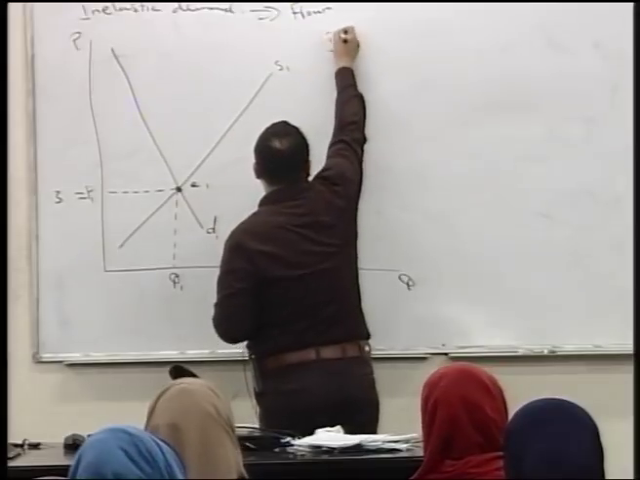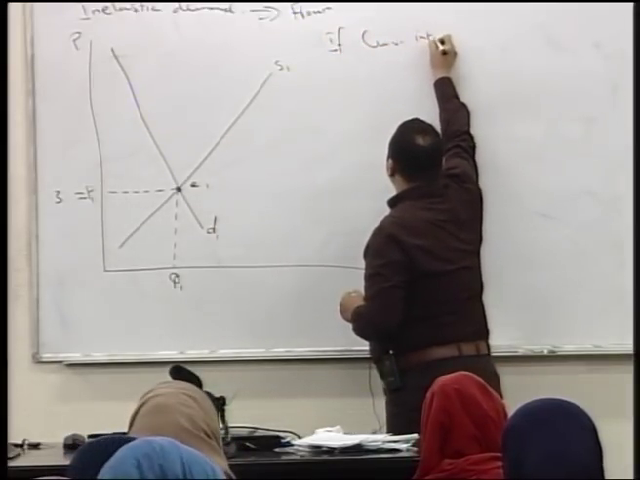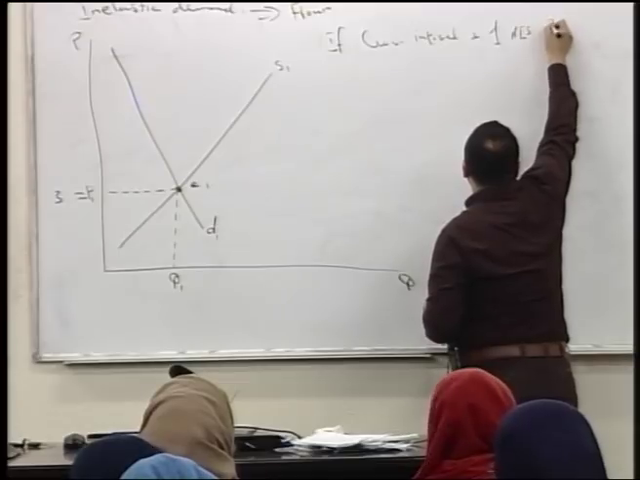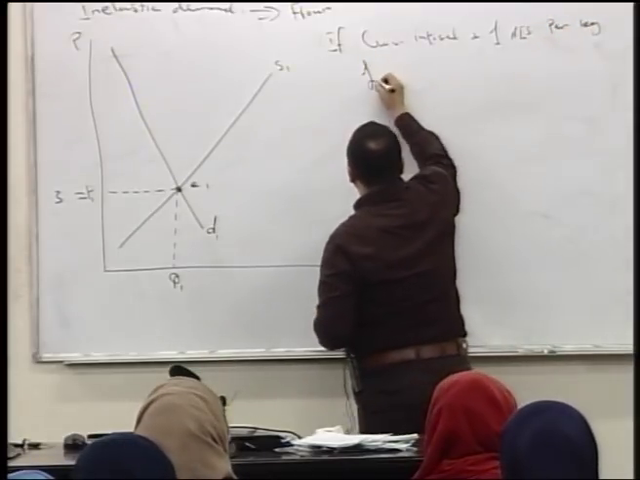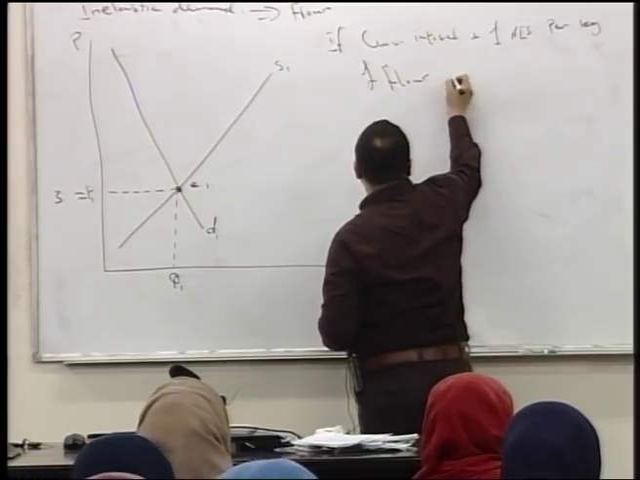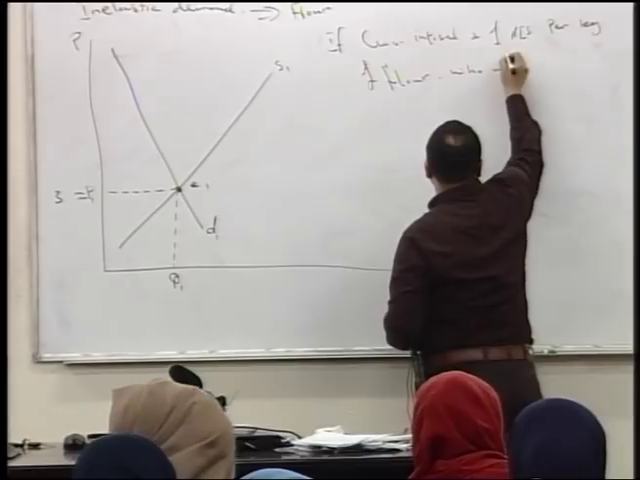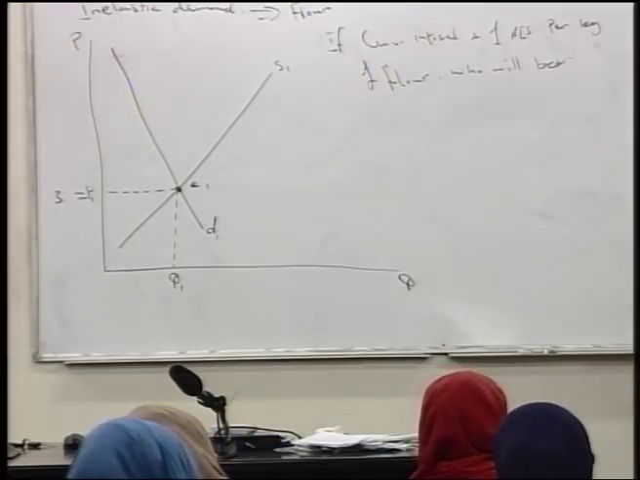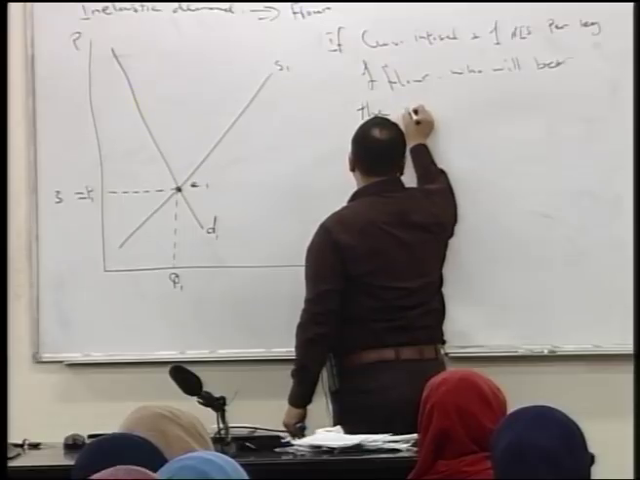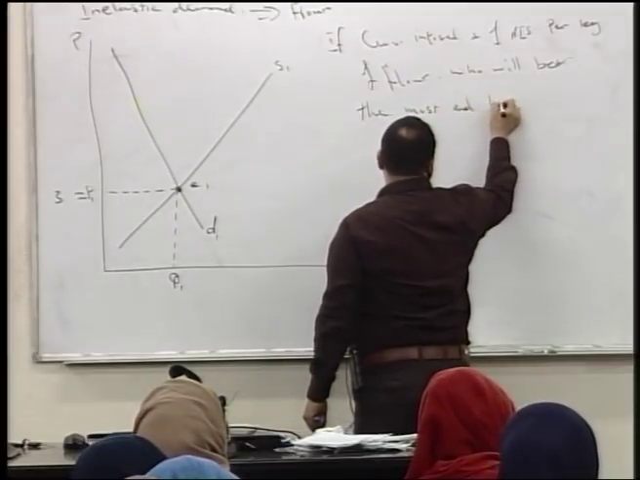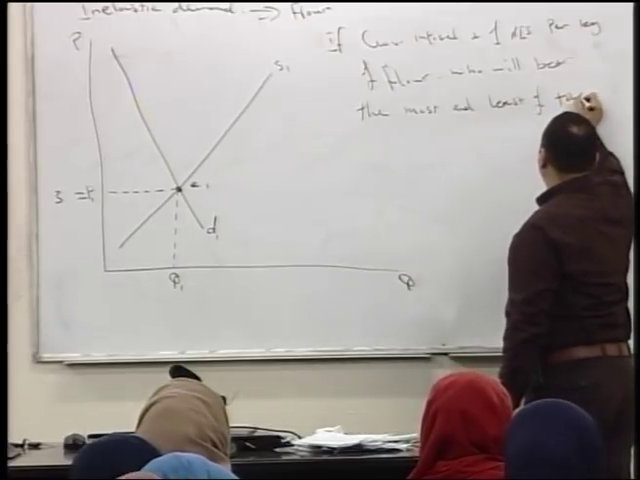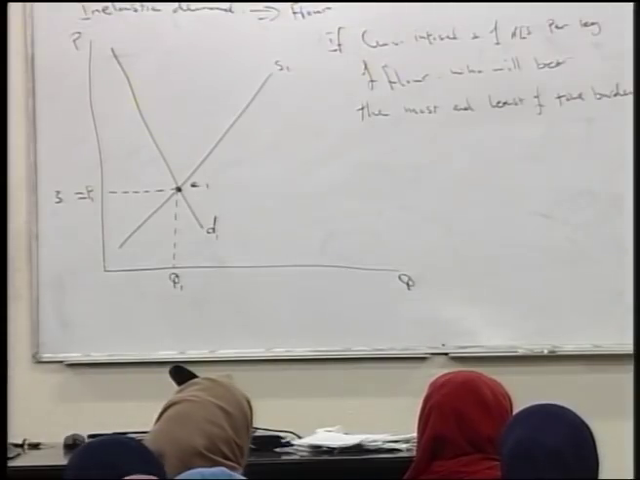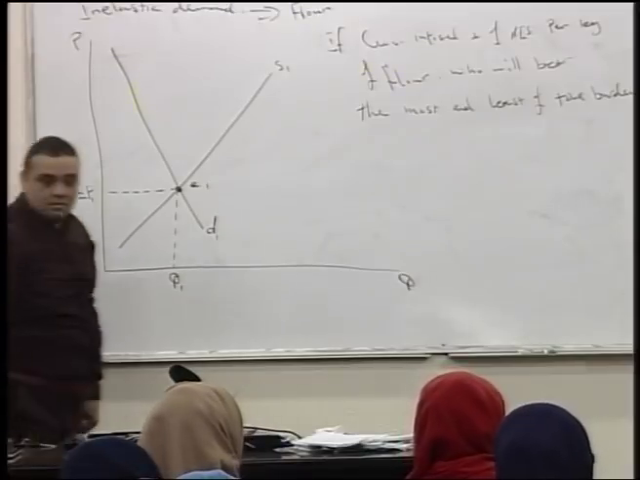Now, if the government imposed 1 shekel per kilogram of flour, who will bear the most and the least of the tax burden? Analyze using the graph.